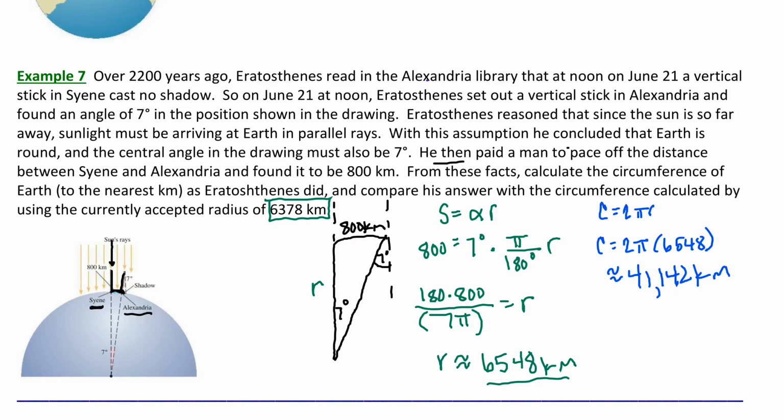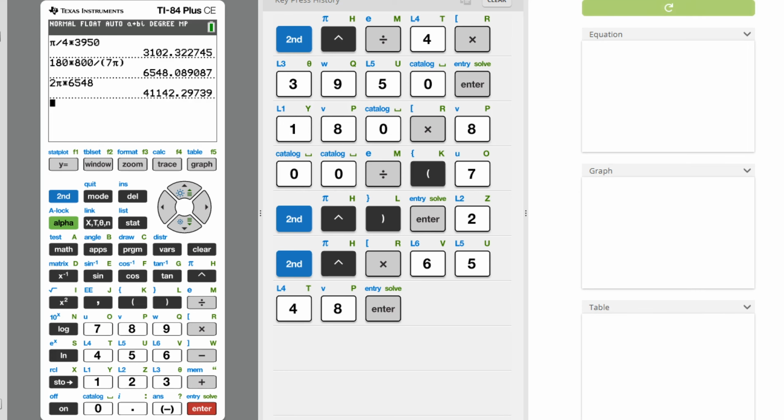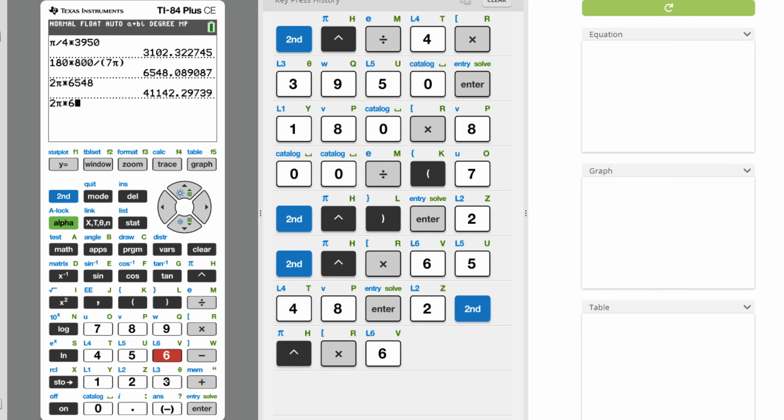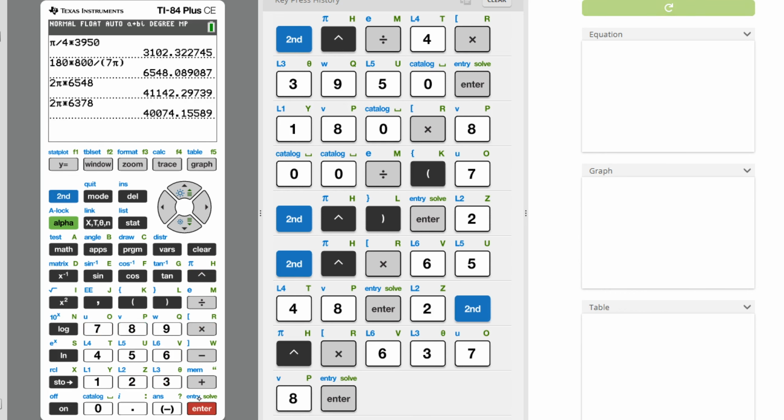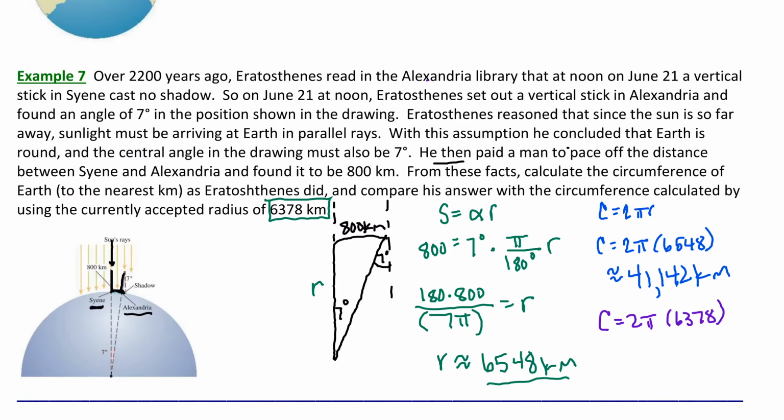Let's go ahead and calculate the actual circumference. That is 2 pi times 6,378 kilometers. So the circumference is 40,074 to the nearest kilometer. Again, I'd say that's not a bad approximation from 2,200 years ago. Remember, he didn't have a TI-84 to do his calculations for him.